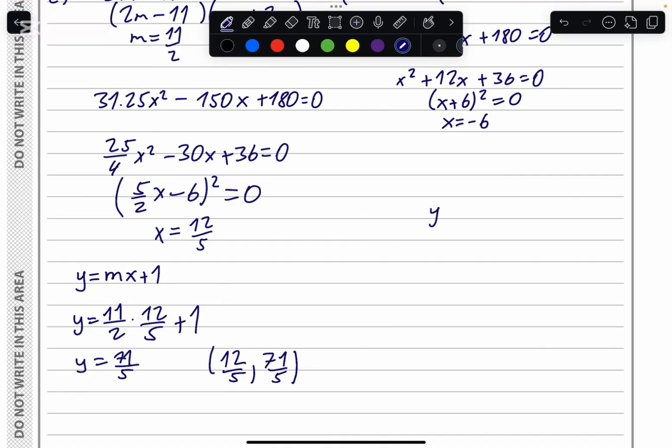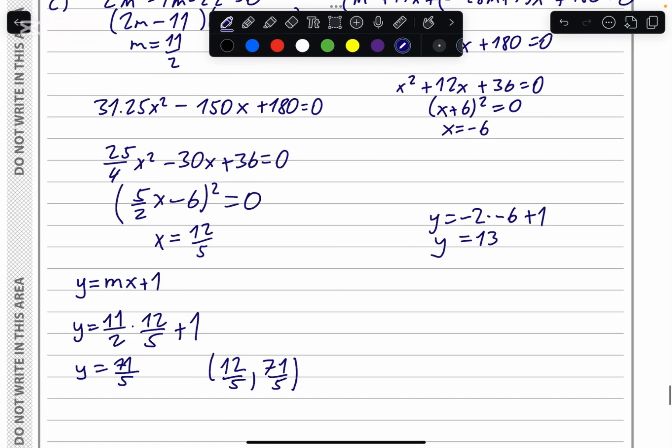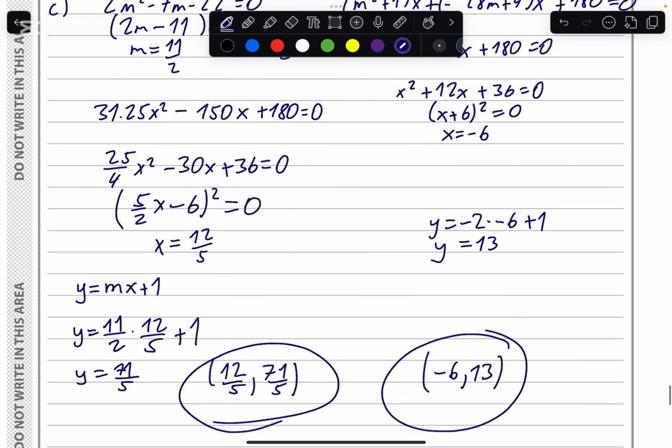And in this case, where we found x to be -6, we used the m value of -2. So we'll say y equals -2x, which is times -6, plus 1, which gives us a value of 13, and another coordinate of (-6, 13). These are the two answers for part C.